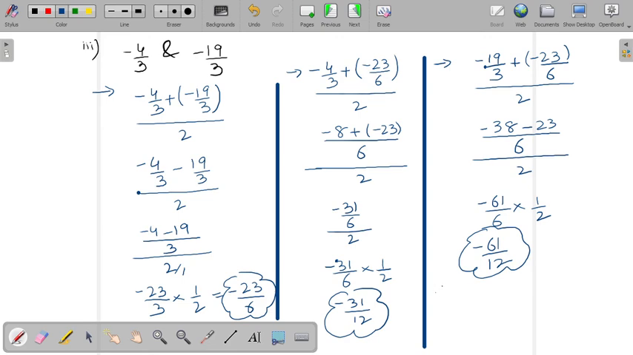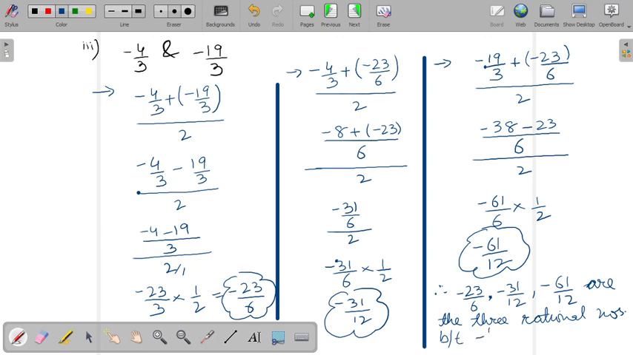So how will you end up? Therefore, since we have to find out three rational numbers, minus 23 by 6, minus 31 by 12 and minus 61 by 12 are the three rational numbers between minus 4 by 3 and minus 19 by 3.